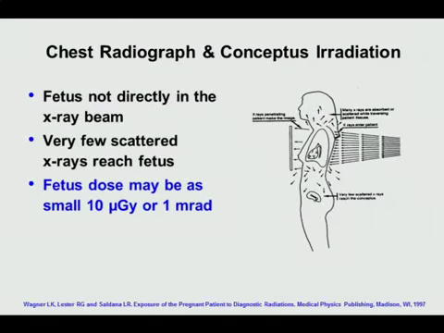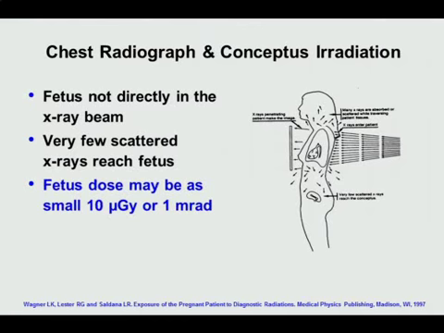I would highly recommend this particular book by Dr. Wagner, Lester, and Saldana, which has a detailed description of the various effects of radiation exposure, the effects on the pregnancy and the fetal exposure during pregnancy. And this is a good guidebook if you are often asked to do this fetal dosimetry. This is a good reference book to have on your bookshelf. It discusses various scenarios, and a lot of these diagrams are taken from that particular textbook.